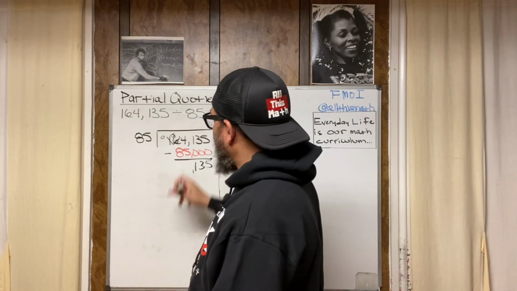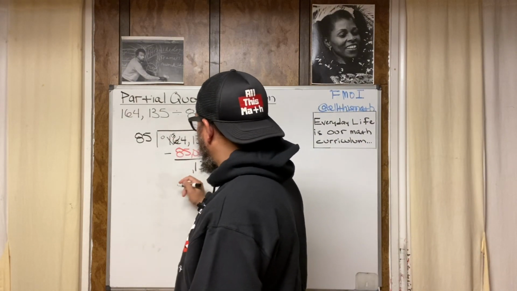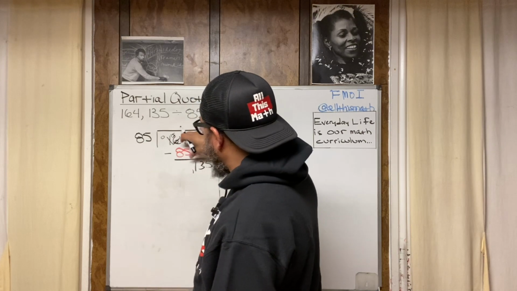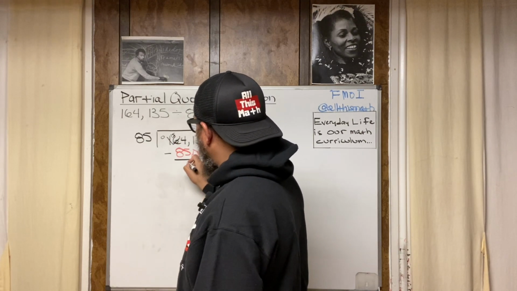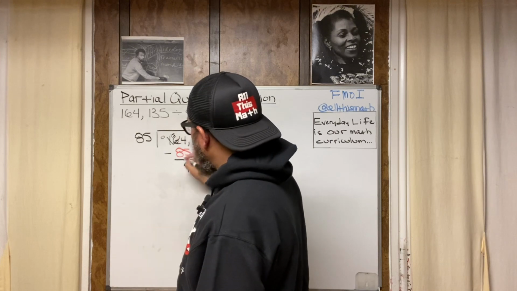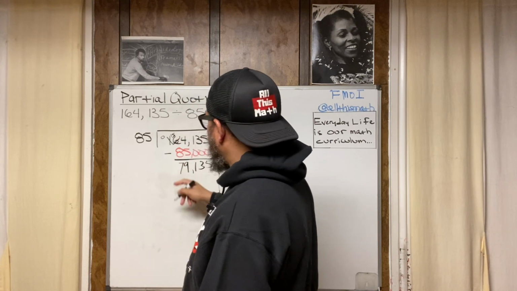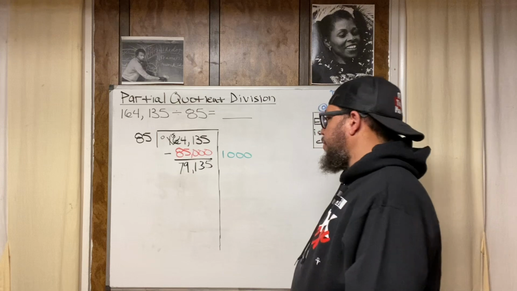So now we can subtract. We got a 15 up top and an 8 down the bottom. Well, actually, no, over here we got a 14 up top and a 5 down the bottom. 14 minus 5 is 9. 15 minus 8 is 7. So we got 79,135.